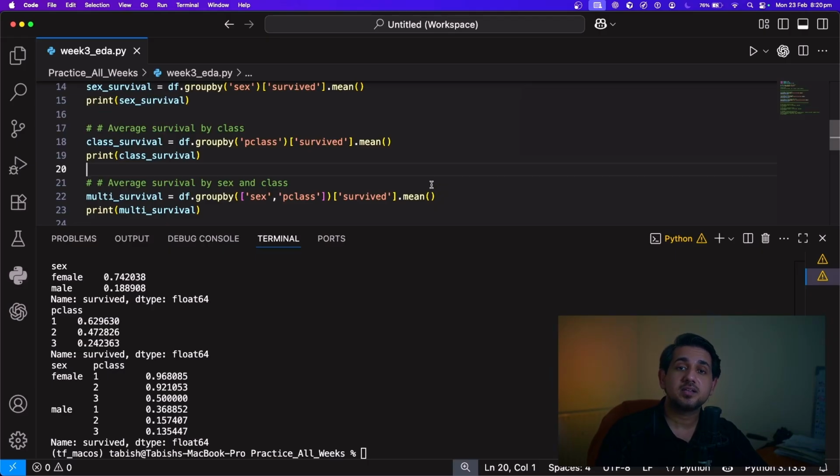This is exactly the power of EDA, understanding which features matter before ever training a model. Now that we've summarized the survival rates with GroupBy and aggregation, the next step is to visualize these patterns. Visualizations make the differences between groups immediately obvious and help us spot trends at a glance. Let's create some bar charts and a heat map to see survival rates by gender, by class, and by the combination of both.